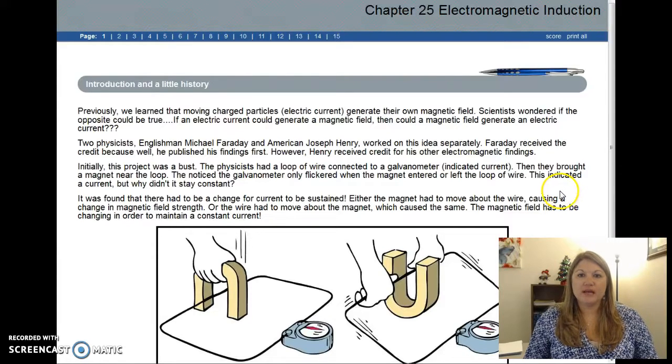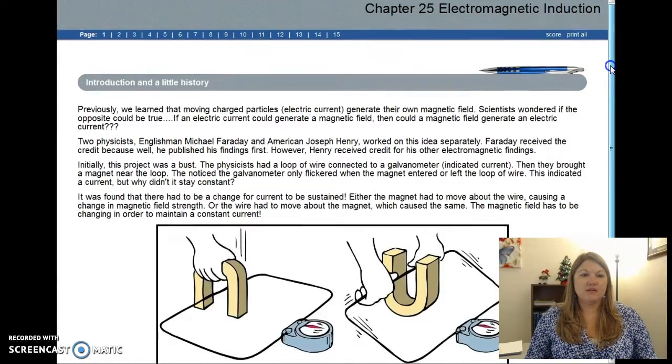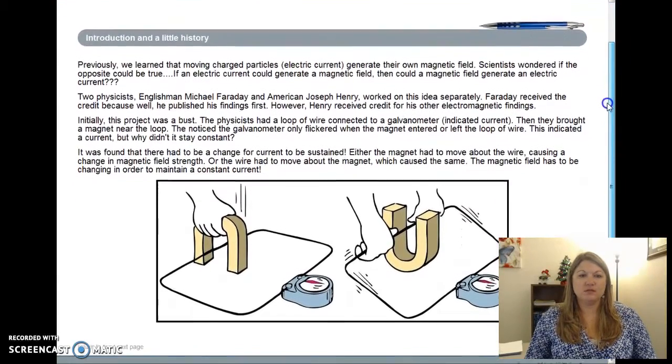Hi guys, Chapter 25, Electromagnetic Induction. Alright, a little introduction, a little history here.